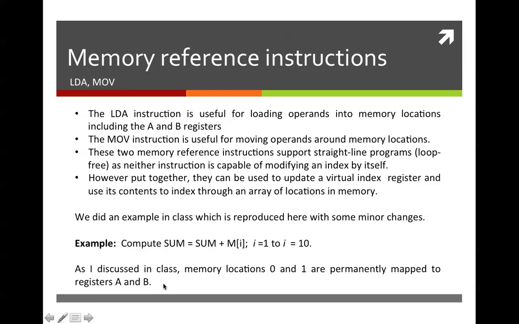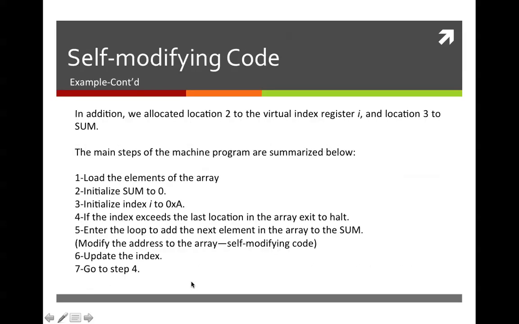Now, locations 0 and 1 in our memory are permanently dedicated or assigned to these two specialized registers of ours, A and B. In addition to those, we will need in this example 2 more locations, and location 2 is what we will call our virtual index register. This is not to be confused with the actual index register that we just learned on Monday when we looked at VESP 2.0, and location 3, which will be the place where we're going to keep our sum.